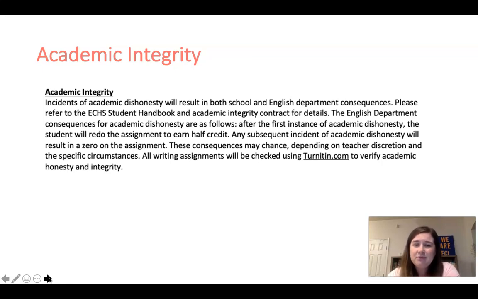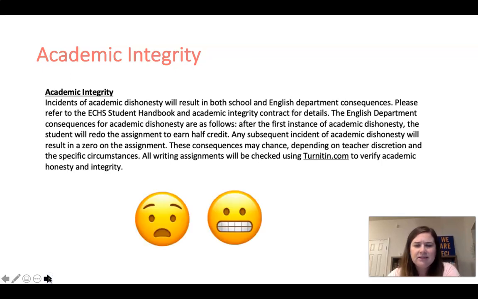The second time it happened would be a 0, and again, I would report it to the deans for schoolhouse consequences, and at that point, you're looking at potentially suspension. I've never had a student get to that point, and I don't think it's going to happen this year, but I just think, again, it's important for you to know what my expectations are so that we can avoid sad faces, grimace faces, or sweating out of nervousness of having to talk to a teacher and explain why you plagiarized.